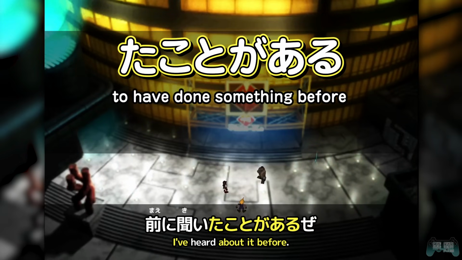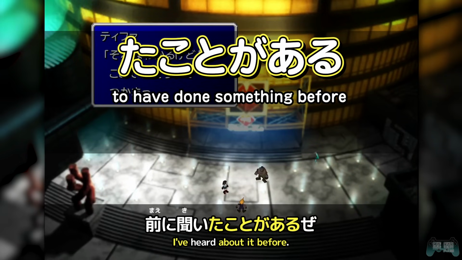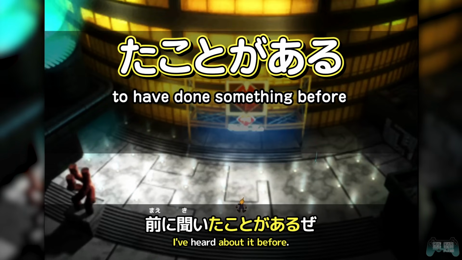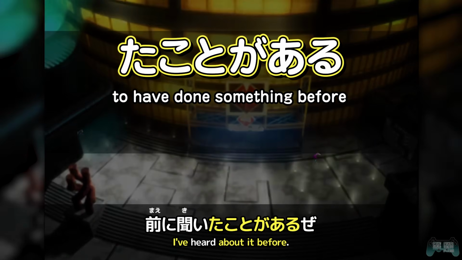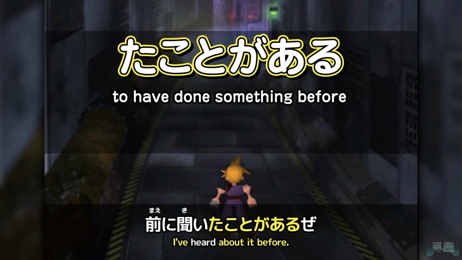And so here in Final Fantasy VII, where the group is about to enter the Shinra headquarters, the group asks if anyone knows anything about this place. And Barrett responds with, Mae ni kita koto ga aru ze. I have heard about it before. So this kita is the past form of kiku, to hear. So, I have heard about it.